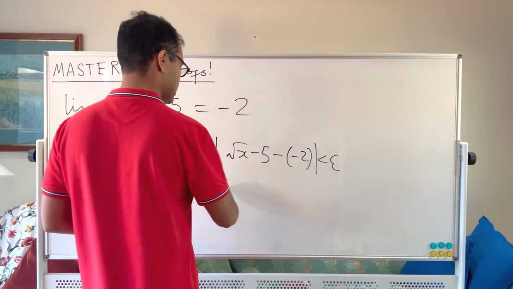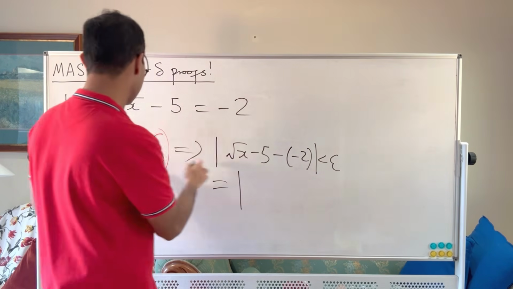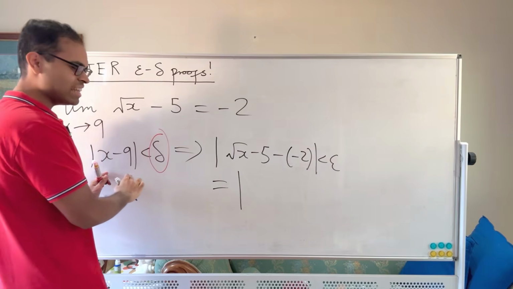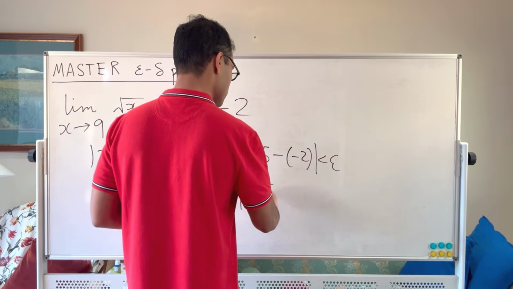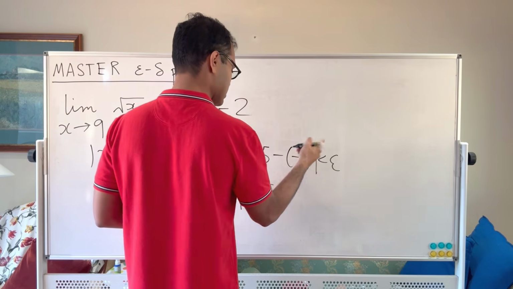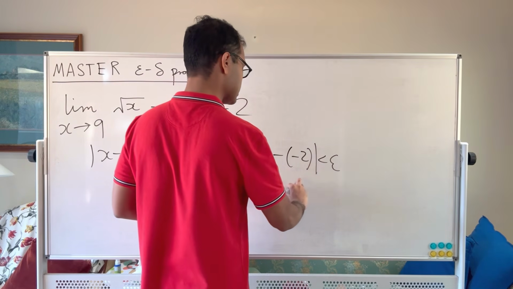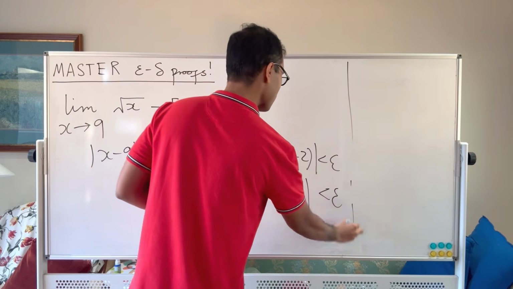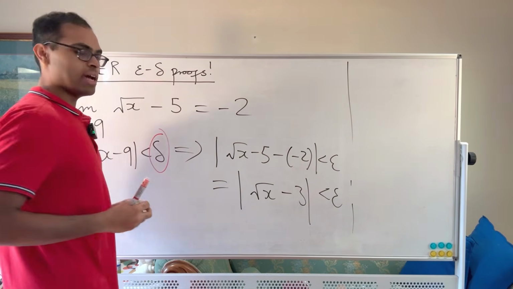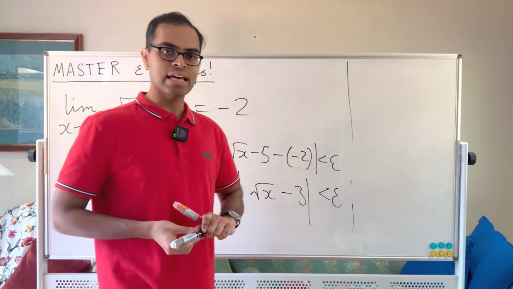Now we need to somehow write this expression in terms of x minus 9. That's going to be slightly tricky, the same idea as before, but slightly different. So root x minus 5 minus 2 is going to be root x minus 3. We want this to be less than epsilon. Now, how do I write this in terms of x minus 9? That's going to be slightly subtle.